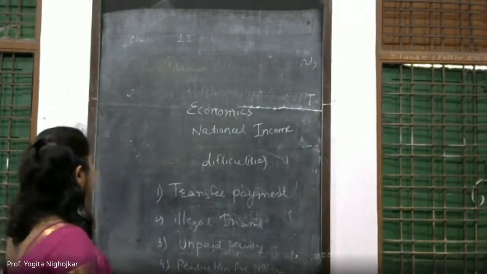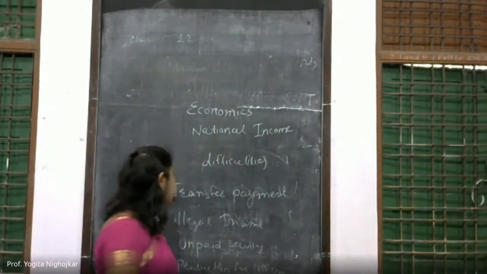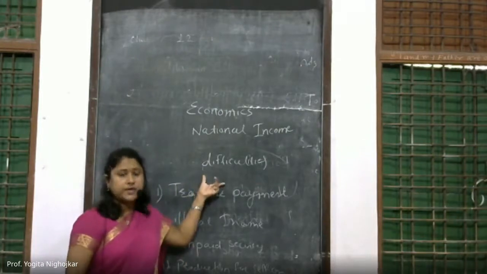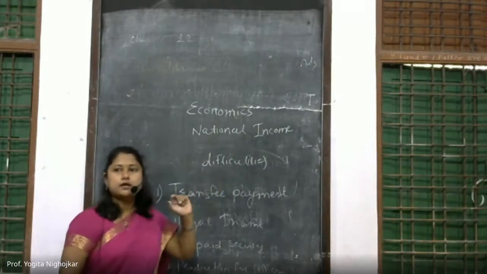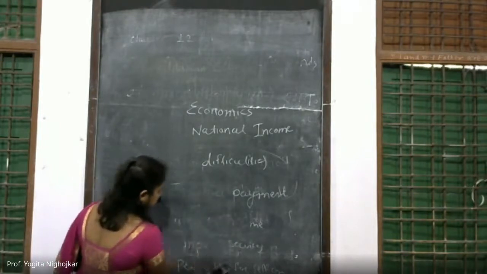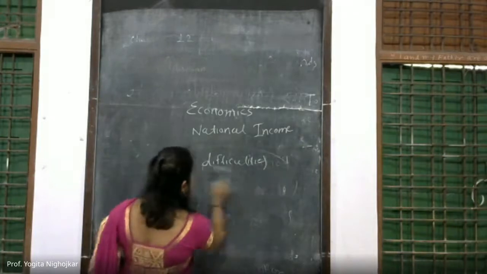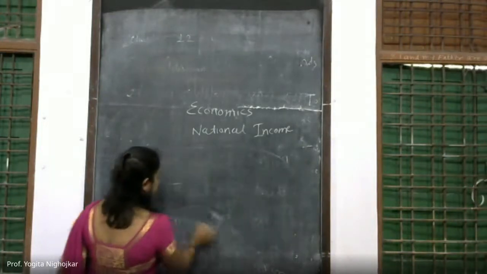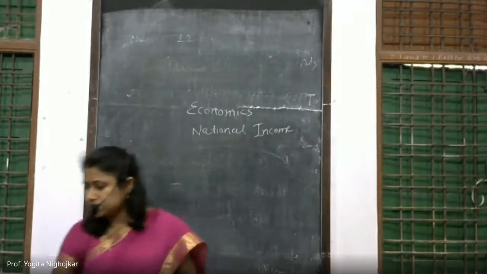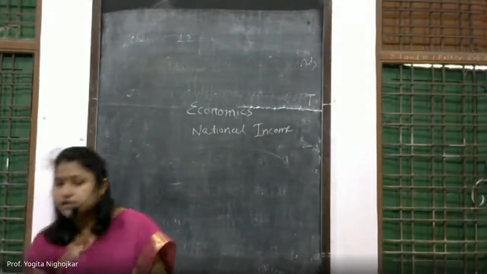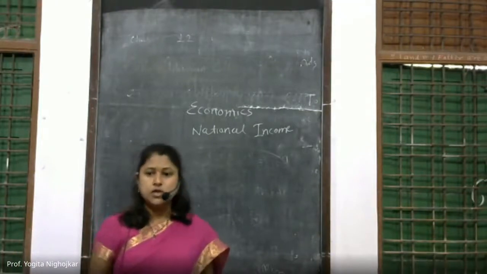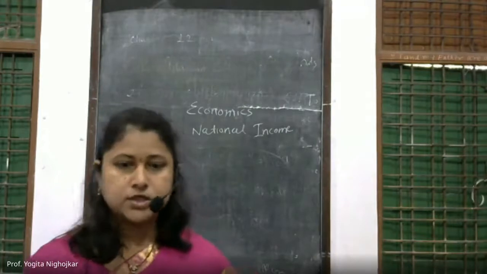So I hope you understand the difficulties in measuring national income, and all three methods that we learned in our previous videos and today: output method, income method, and expenditure method. This topic, national income, is very important. So you learn this topic.